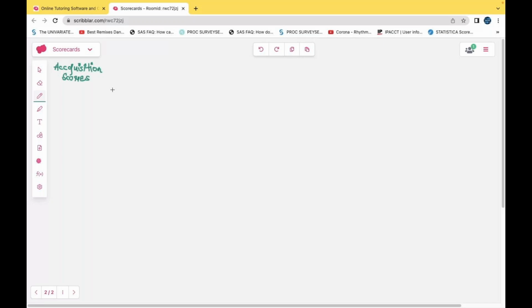Acquisition scores. The first strategy that we'll talk over here is the accept decline strategies. Now, how does this accept decline strategy work?